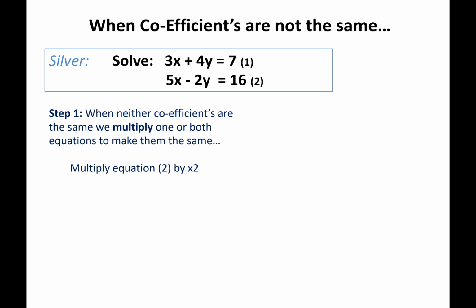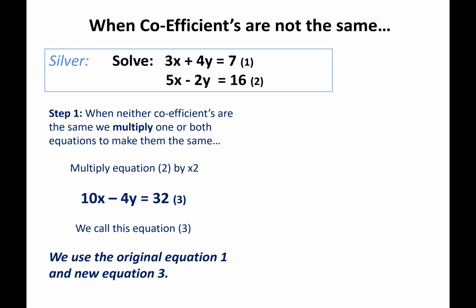Well, we're going to multiply our second equation by 2. So we times our whole second equation by 2. 5x times 2 gives us 10x. Minus 2y times 2 gives me minus 4y. 16 times 2 gives us 32. Let's call our new equation equation 3. We now use our original equation 1 and our new equation 3 to solve for x and y.